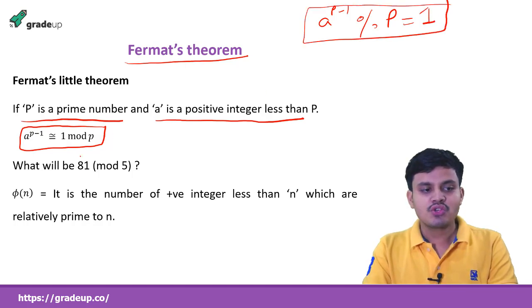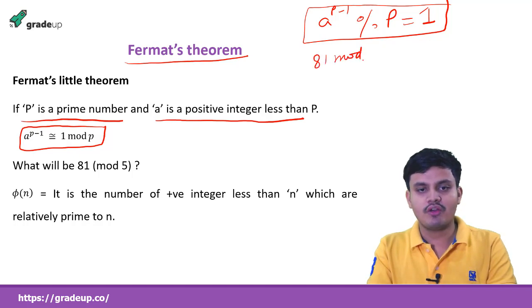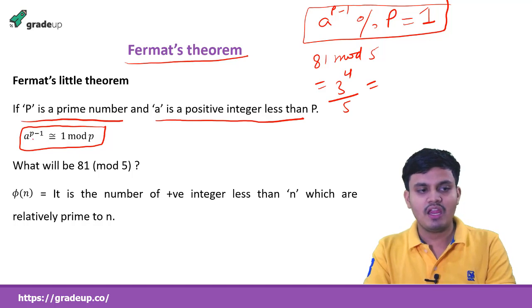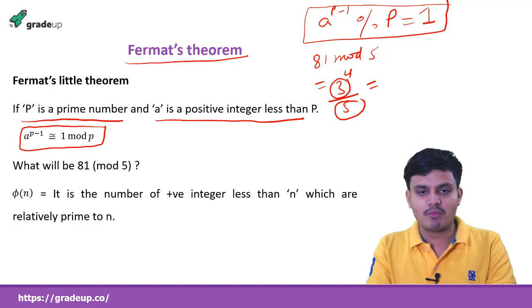Okay, so find what will be the remainder of 81 mod 5. We have to do 81 mod 5. Now how can I write 81? I can write 81 as 3 to the power 4, divided by 5. Now if you see, it is like the same: a is equal to 3 and p is a prime number, 5 is a prime number, and we have here p minus 1. So the remainder is going to be 1. Okay, so Fermat's theorem is very useful to find the remainder.